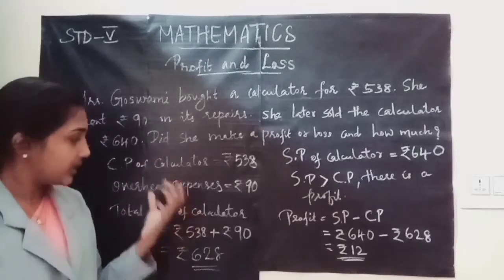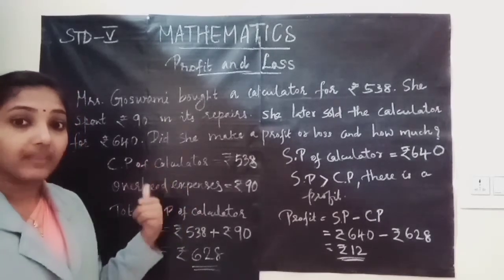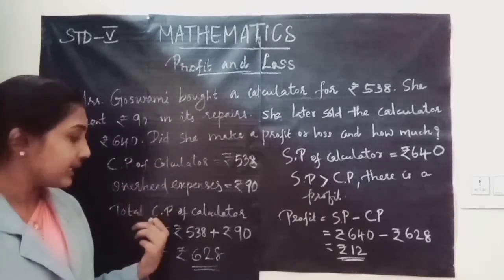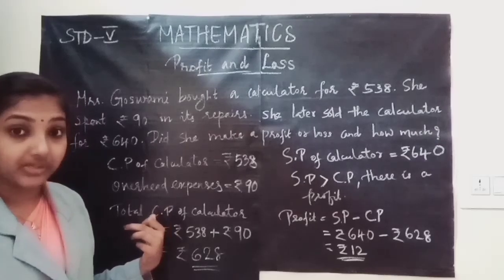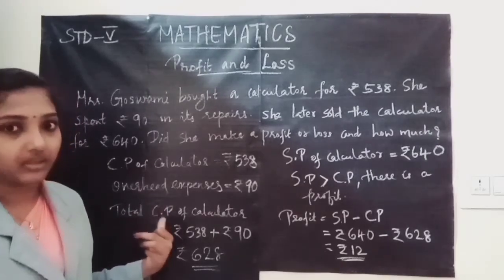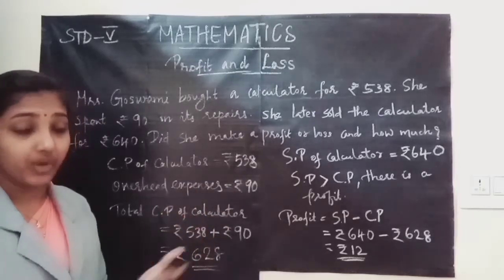The only thing here is that some overhead expenses come in, and we add those overhead expenses to the cost price to get the total cost price of the item. With that total cost price, we compare the cost price and the SP, and we find whether it is a profit or loss.